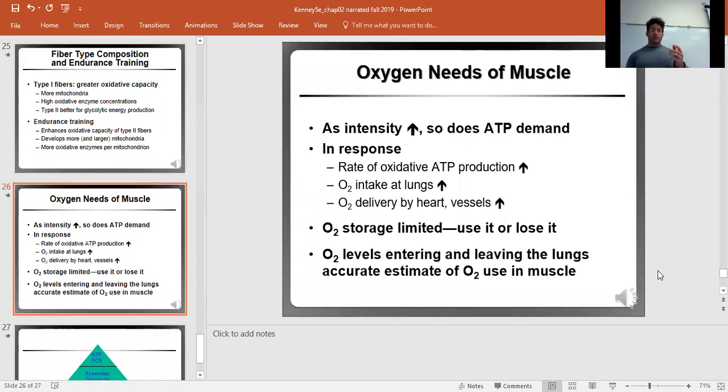So what's that mean? Well, it means we're going to have a greater rate of ATP breakdown, greater intake of oxygen through the lungs and delivered around through the body. And we can't really store oxygen. Marine animals have a greater amount of myoglobin in their blood. That's why seal blood and other animals can have brownish blood. And so they literally can store more oxygen for a longer period of time inside of the bloodstream.